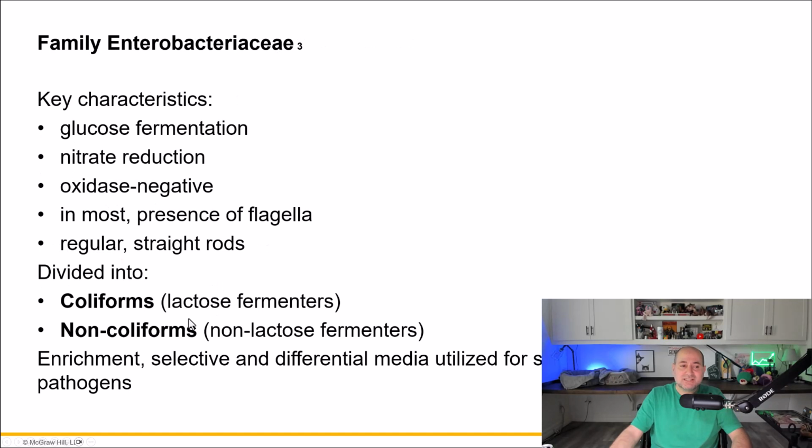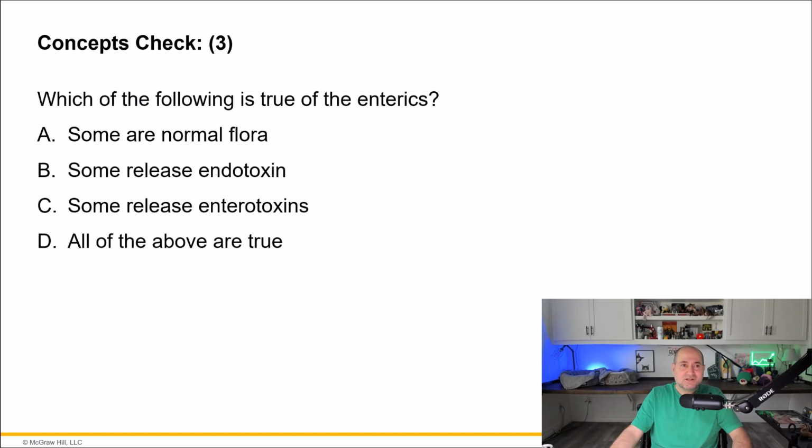You should realize that lactose fermenter enteric bacteria are called coliform bacteria, and they are indicators of fecal contamination. E. coli is the main coliform bacteria that's looked for. And concept check time. Again, please make sure you know these concept checks. Which of the following is true about enterics? Some are normal flora, yes. Some release endotoxin, yes. Some release enterotoxins, yes. All of the above is true.